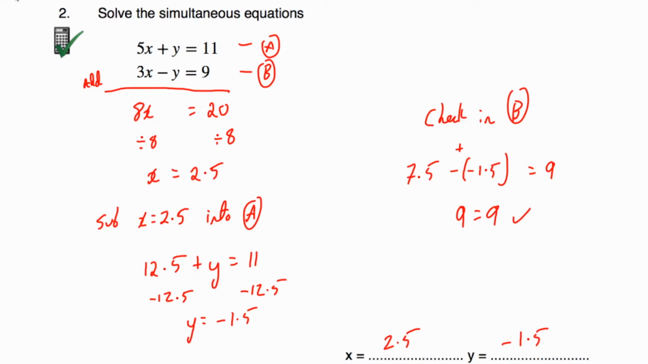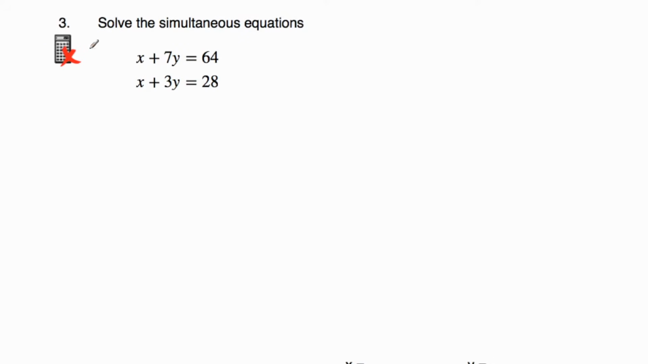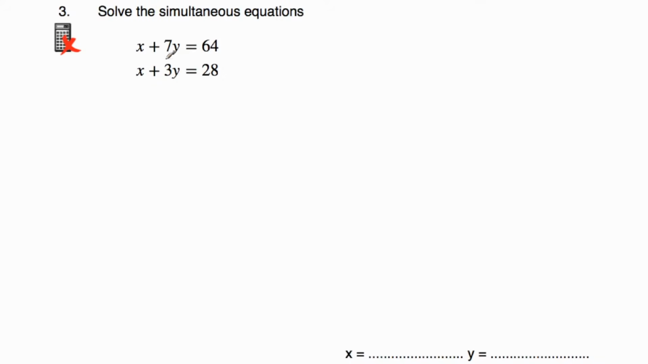Okay, let's have a look at our next question, question number 3. Question number 3 says, solve the simultaneous equations x plus 7y equals 64 and x plus 3y equals 28. Now the great thing here is we've got an x and an x in both equation A and equation B. So if we take away the equations, if we do A take away B, we'll find out what y is. So let's say we're going to subtract, so sub, and then put a line underneath it.